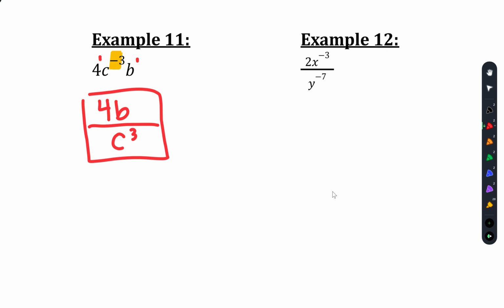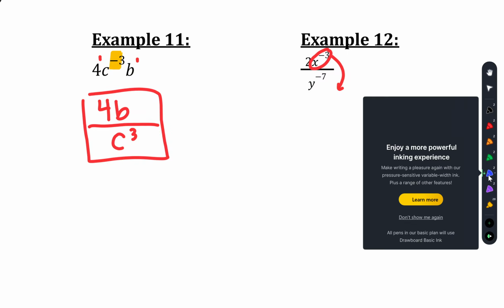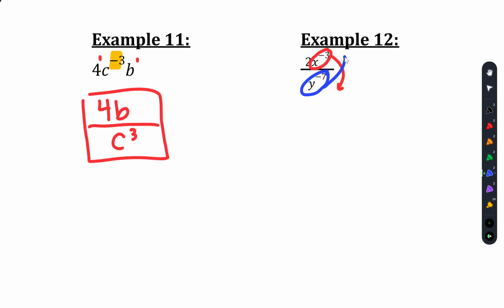What do we think happens in example 12? I heard somebody just whisper it. What did you whisper? They're going to switch spots. The x to the negative 3 at the top is going to bring this x down to the bottom, and the y to the negative 7th is going to bring that up to the top. So they're going to switch spots.